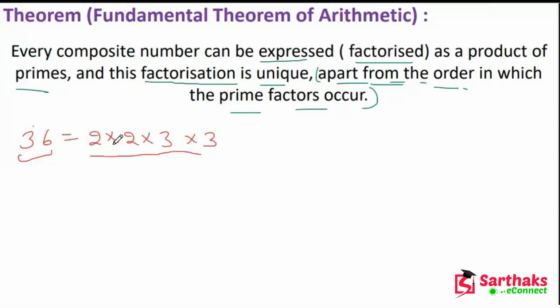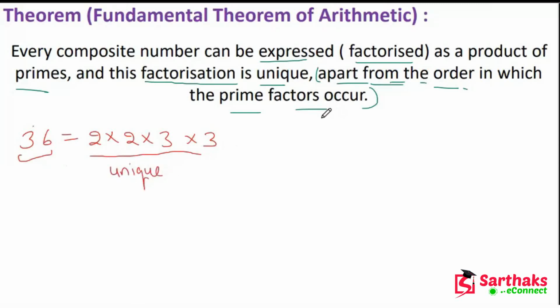Because let's see, 2 into 2 into 3 into 3. This expression does not come in any of the other composite numbers. Any other composite number cannot be expressed like 36. That's why this is unique.